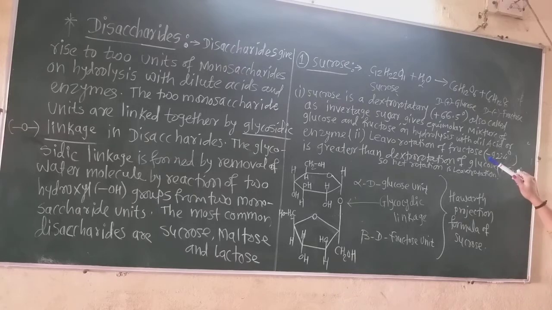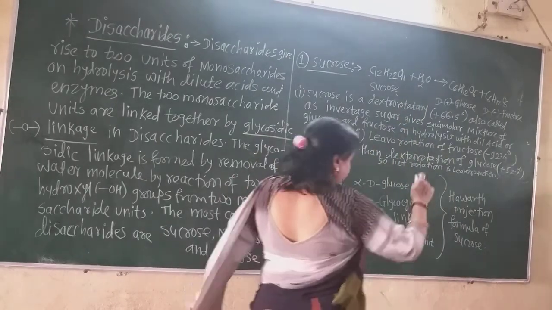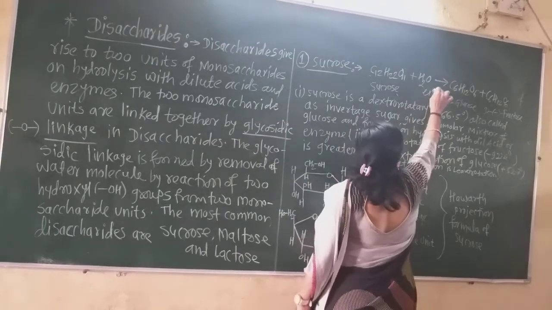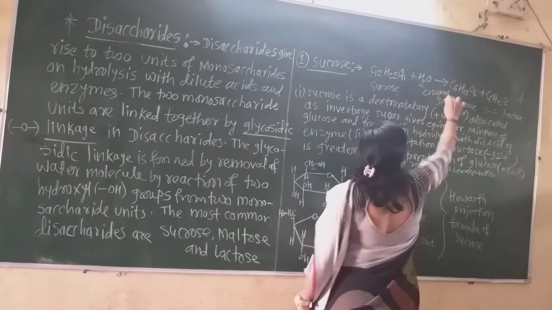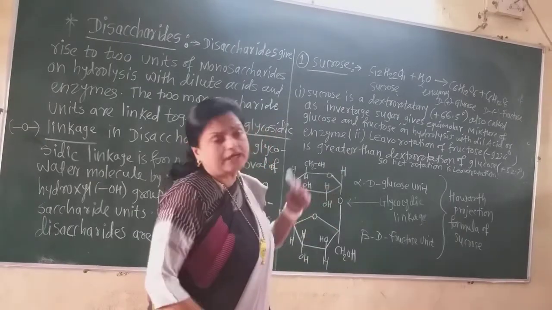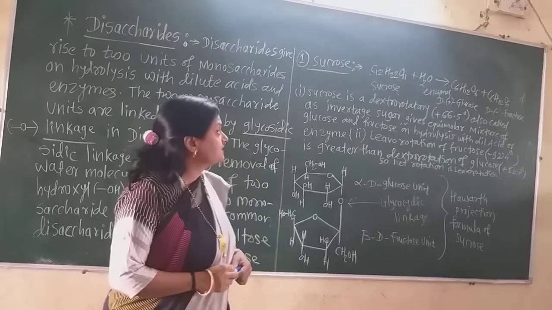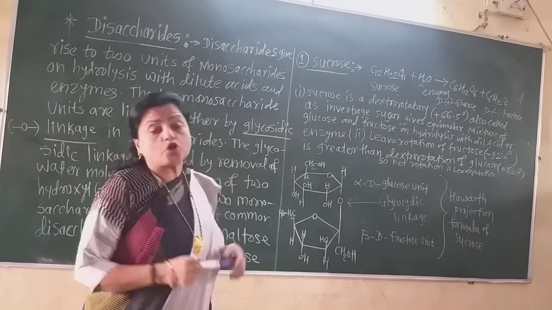Now this sucrose, C12H22O11, cane sugar, on hydrolysis, that is the addition of a water molecule, in the presence of enzymes, which are present in our body, or in the presence of dilute acid, gives two different monosaccharide units. Sucrose is a dextrorotatory sugar.